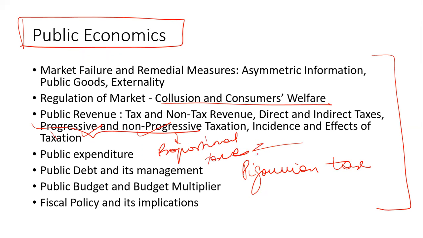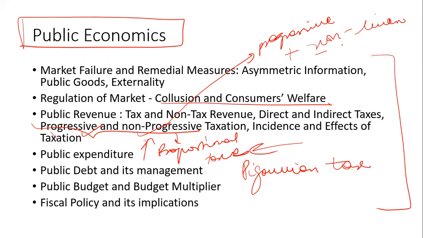So, proportional taxes have the minimum deadweight loss. Non-progressive taxes have the maximum deadweight loss. In non-progressive, I am actually referring to progressive plus non-linear also. This is progressive linear. This has a deadweight loss which is more than proportional. So we have to check what is the difference between proportional, progressive linear, progressive non-linear, which has how much deadweight loss.